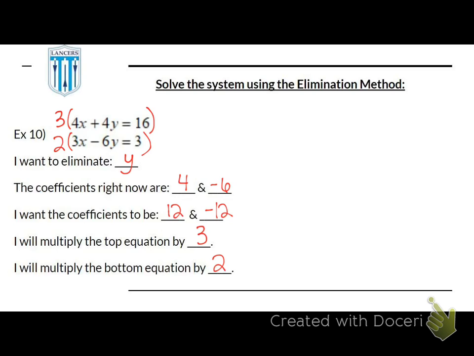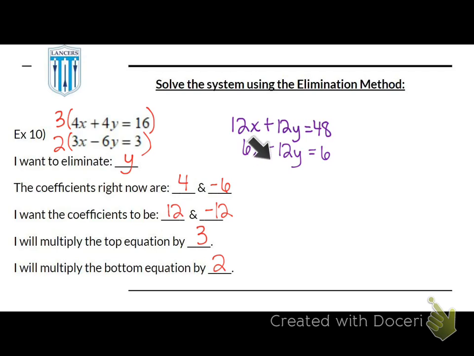So now we multiply through to every single piece. My top equation becomes 12x plus 12y equals 48. My bottom equation, I'm multiplying everything by a 2, so 6x minus 12y equals 6. I like multiplying by positives because then I don't have to worry about what signs are changing. Questions about getting to this part of it?